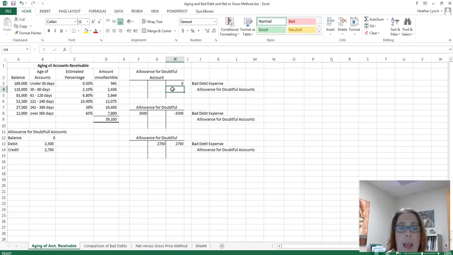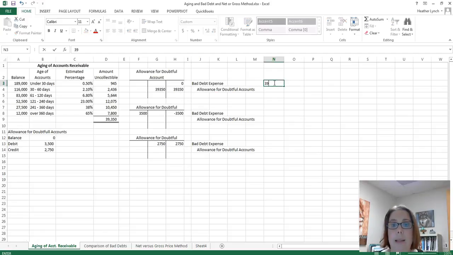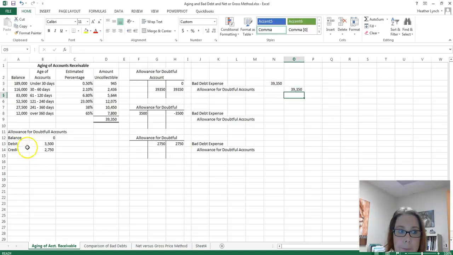So in my first scenario, where the balance right now is zero and I need to make that balance $39,350, there's not a whole lot of math involved. You just put in bad debt expense $39,350 for your debit and allowance for doubtful accounts as the credit.